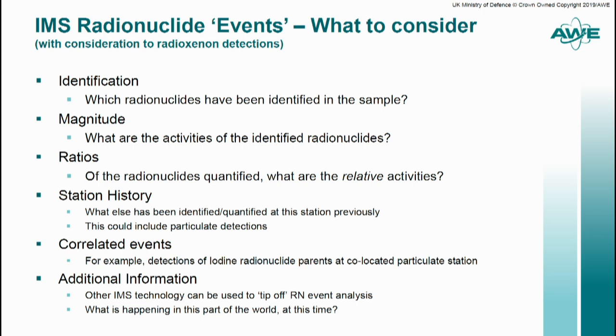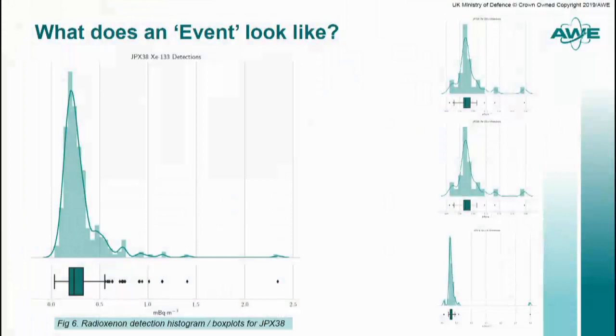So in terms of events at JPX 38, if you take all of the detections above the critical limit, not necessarily quantifiable, but these are all detections, you get some sort of median around 0.2 millibecquerel per meter cubed. And you might think, well, we're only interested in events that occur further over to the right-hand side with several millibecquerel per meter cubed, but this isn't always necessarily the case. We find that actually the events we're more interested in are the ones that are hidden very much in there.